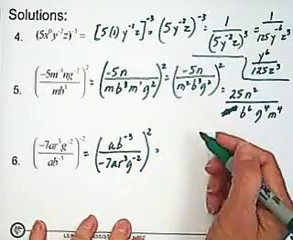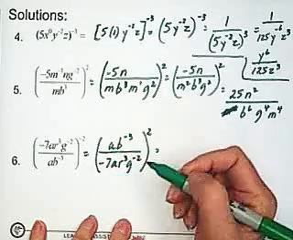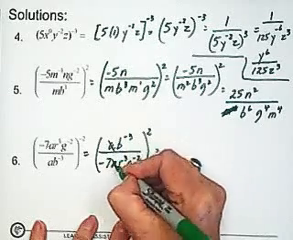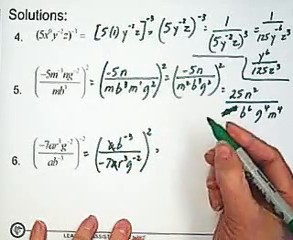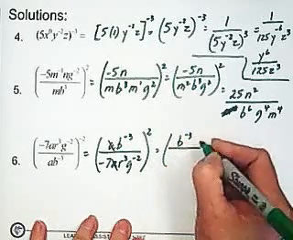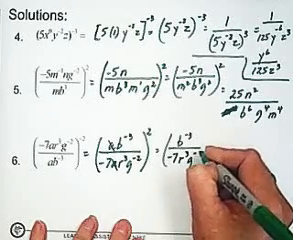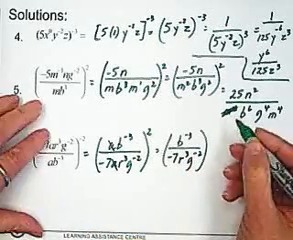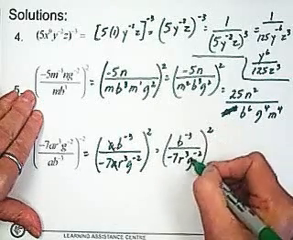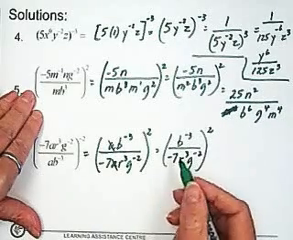So now what I'm going to do is deal with these two a's. I could have dealt with those before. We have a in the top and a in the bottom, so they cancel one another out. So let's just rewrite that. We have b to the minus 3 over minus 7 r cubed g to the minus 2. Now we know that the b to the minus 3 can go into the denominator, and the g to the minus 2 can go into the numerator. So I'm going to write it that way.